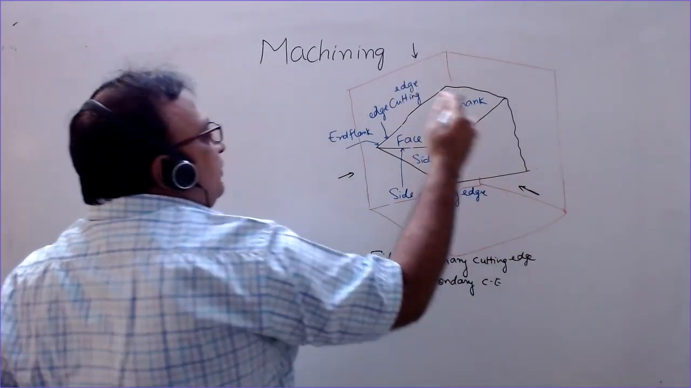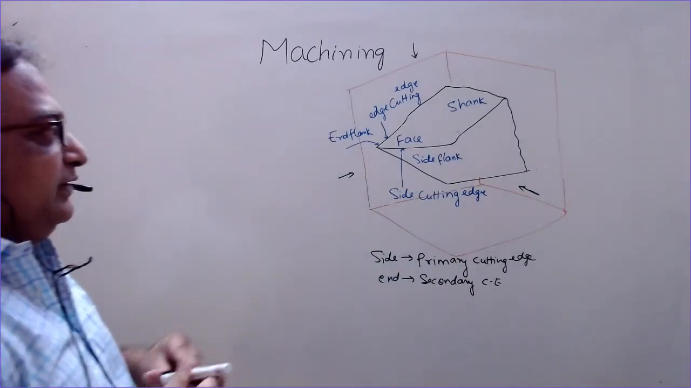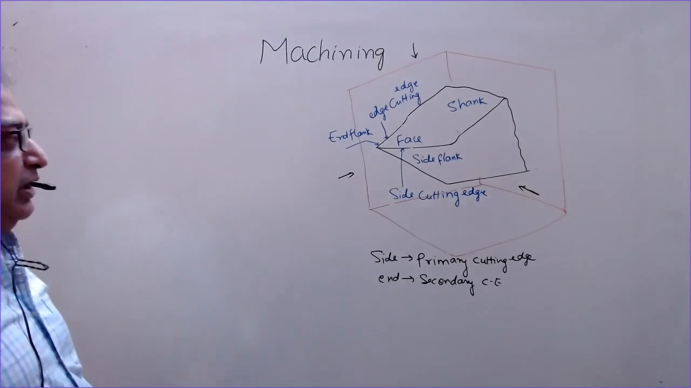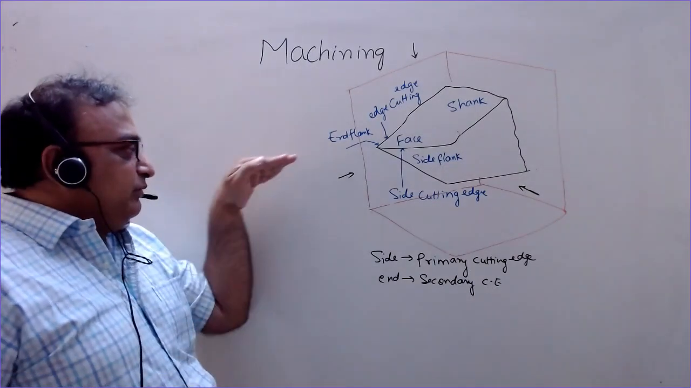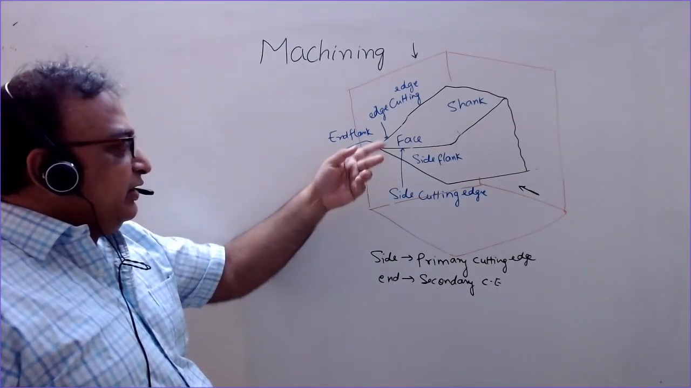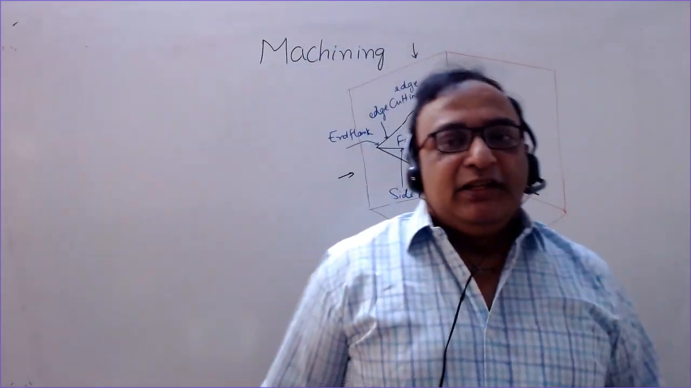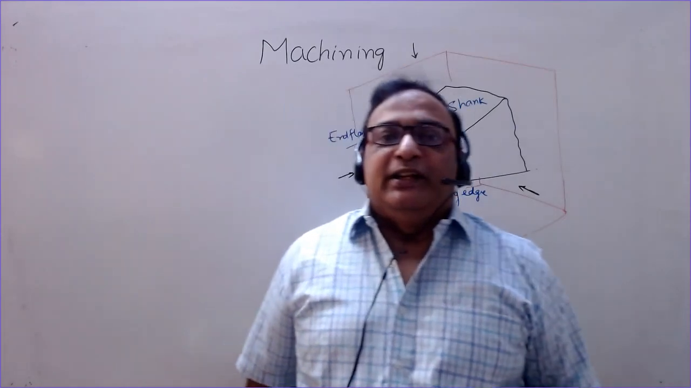If you view it from this side, you will find that the tool has an inclination like this. That is the rake angle. Similarly, we have another rake angle if you view it from this side, and similarly we have the relief angles or clearance angles, and the side cutting edge angle, and the radius at the nose of the tool.